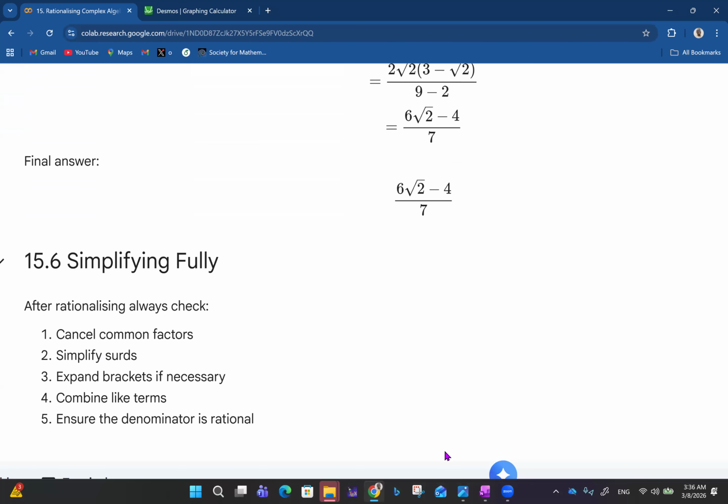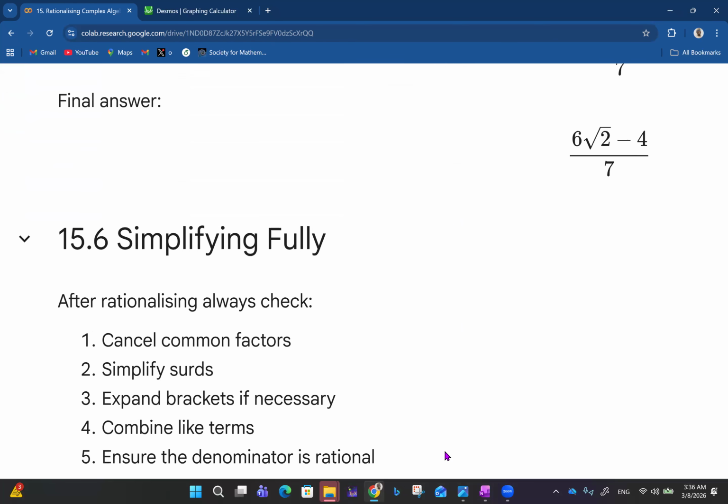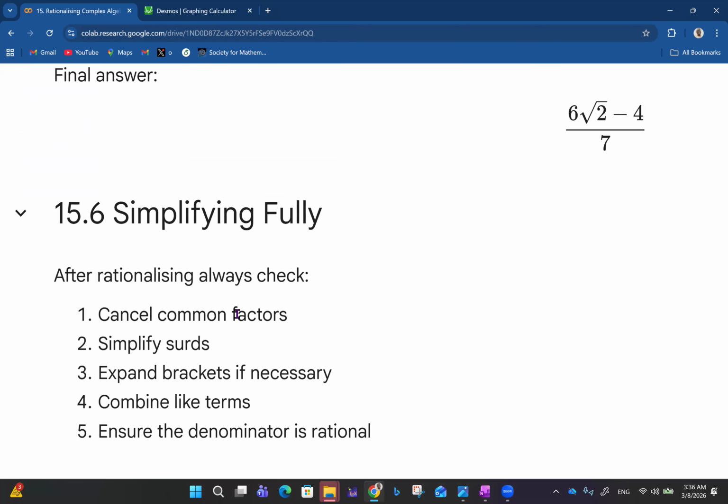So simplifying fully now. To simplify fully after rationalizing, always check that you cancel common factors, simplify surds, expand brackets if necessary, combine like terms, and ensure the denominator is rational.